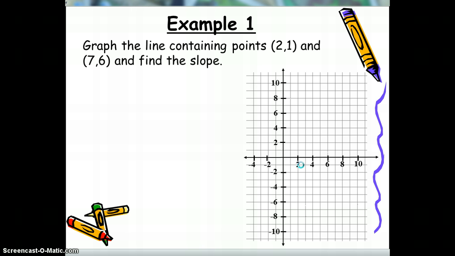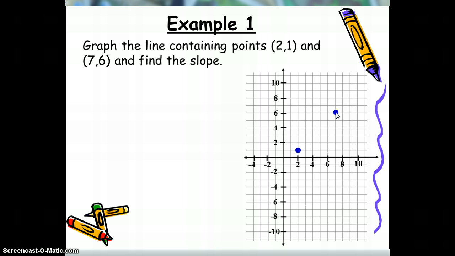Alright, so we're going to graph a line containing these points. You're going to do a lot of this in class on Monday. So you're going to take these 2 points and put them on the graph. So we're going to plot a point at (2, 1). You go over 2, up 1. Then we're going to plot a point at (7, 6). So go over 7 and then up 6 and put a point.